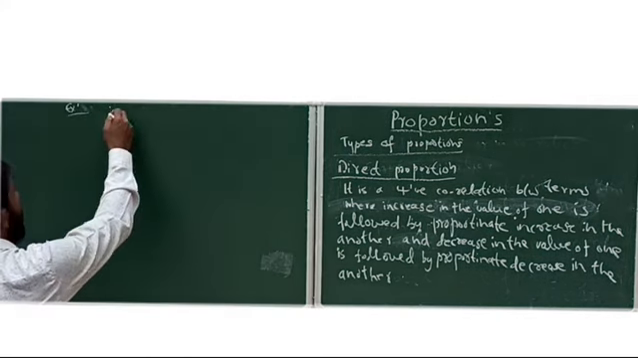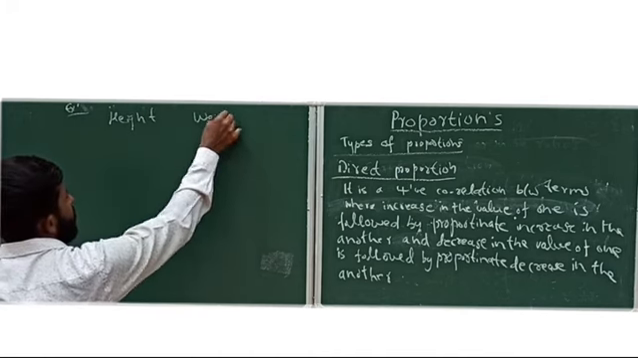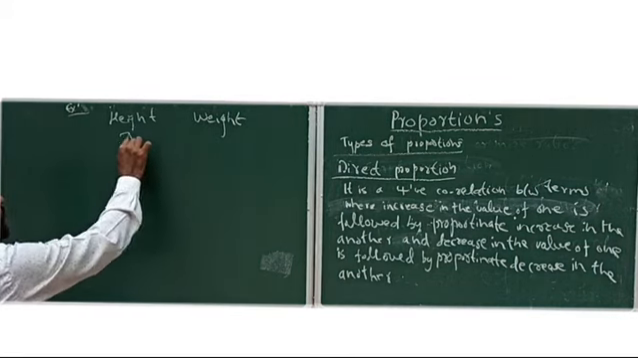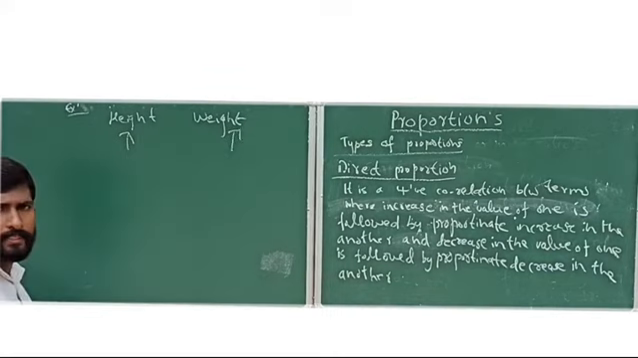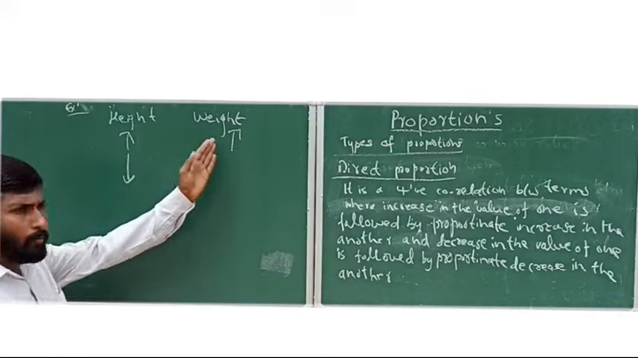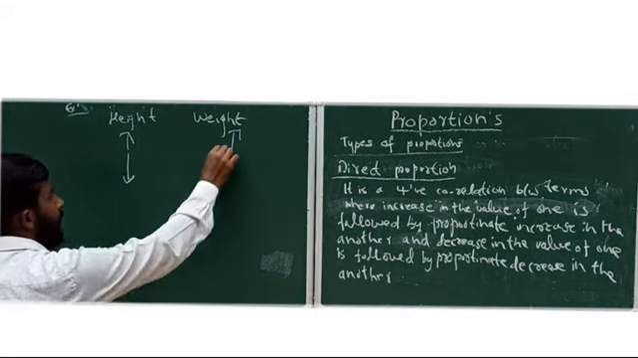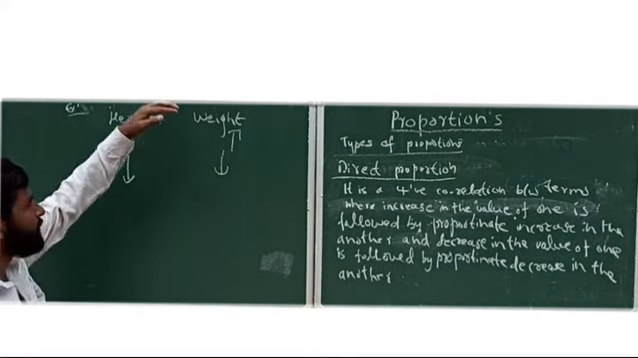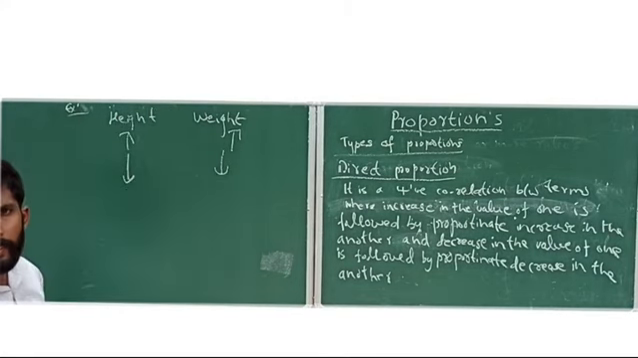For example, see height and weight of a person. If the height of the person increases, clearly the weight of the person also increases, right? Suppose the height of the person decreases, then what about weight? It's directly correlated, right? Positive relation, right? Again, weight also decreases. Clear? Height of the person increases, weight also increases. If height decreases, then clearly weight also decreases.